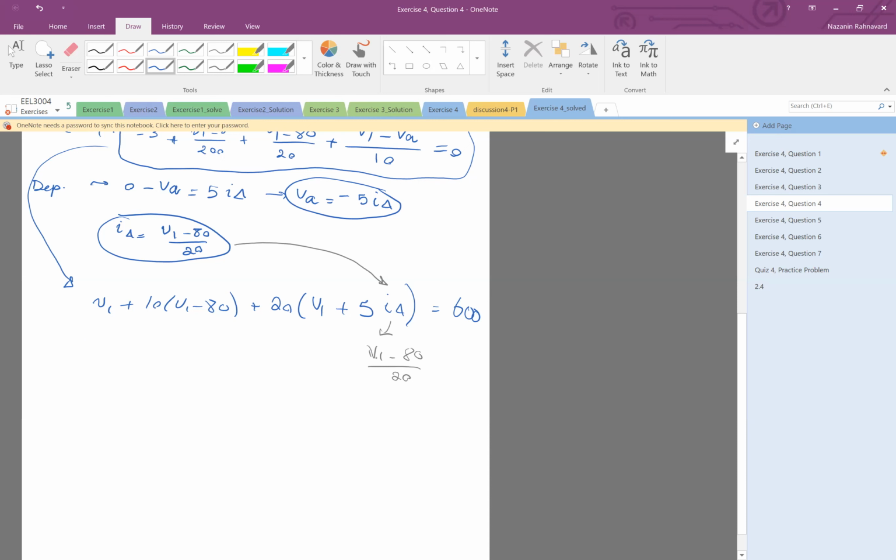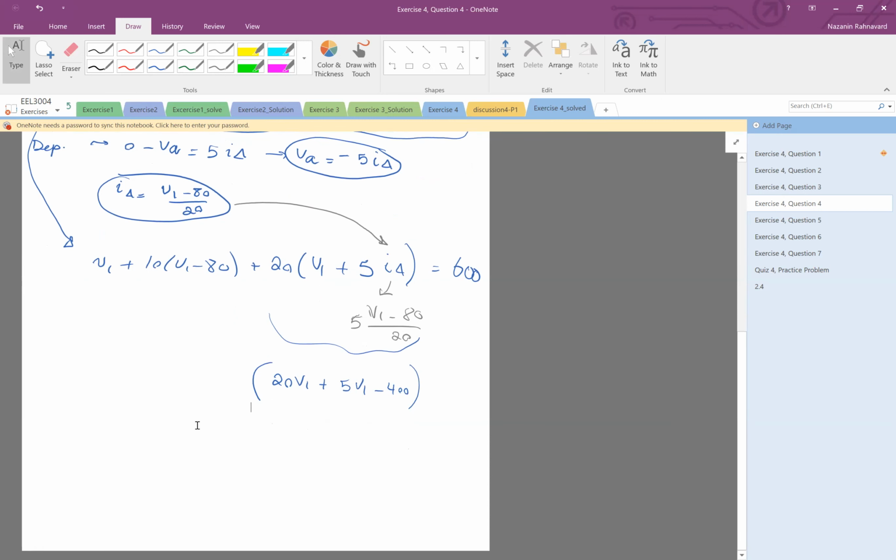Well, let's do this first. Let's simplify the whole thing. That is easier. So 20 V1 plus this 20 and this 20. So we have 5 here. And then the 20 and 20 just eliminate. So we get 5 V1 minus 5. That's the whole thing. Okay, sounds good. 20 V1 and then 5 V1.